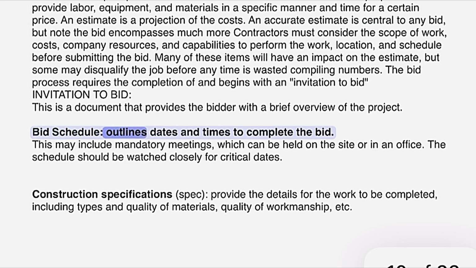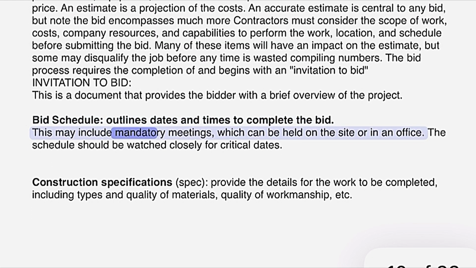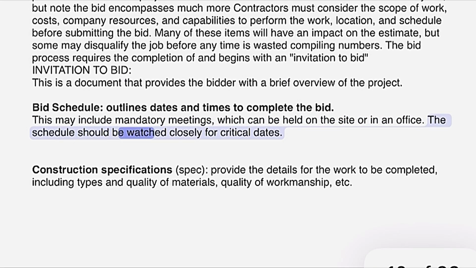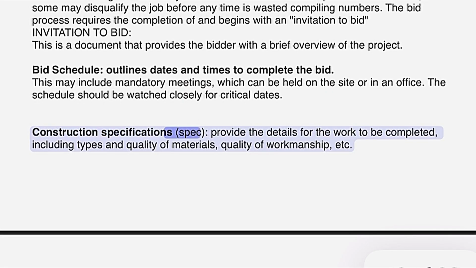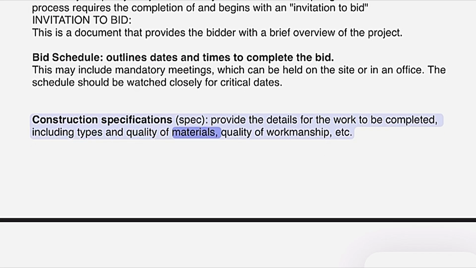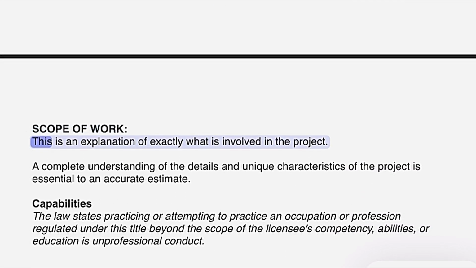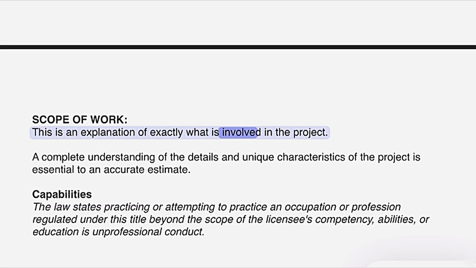Bid schedule outlines dates and times to complete the bid. This may include mandatory meetings, which can be held on the site or in an office. The schedule should be watched closely for critical dates. Construction specifications (specs) provide the details for the work to be completed, including types and quality of materials, quality of workmanship, etc. Scope of work. This is an explanation of exactly what is involved in the project.